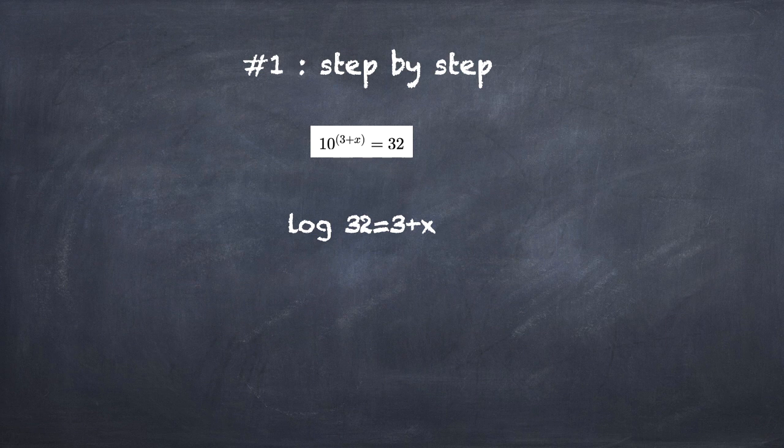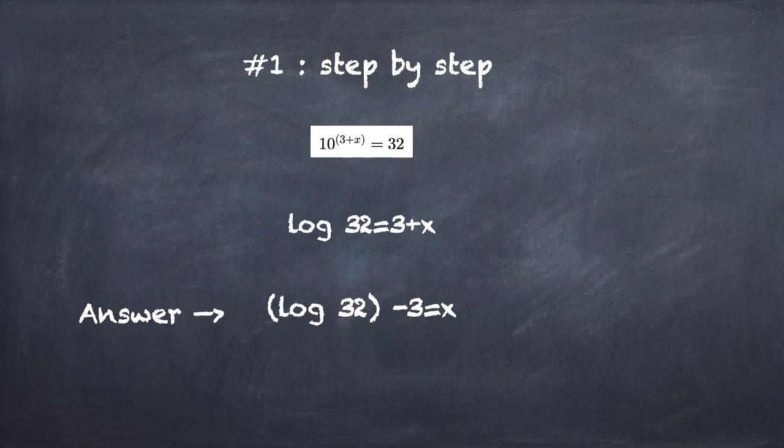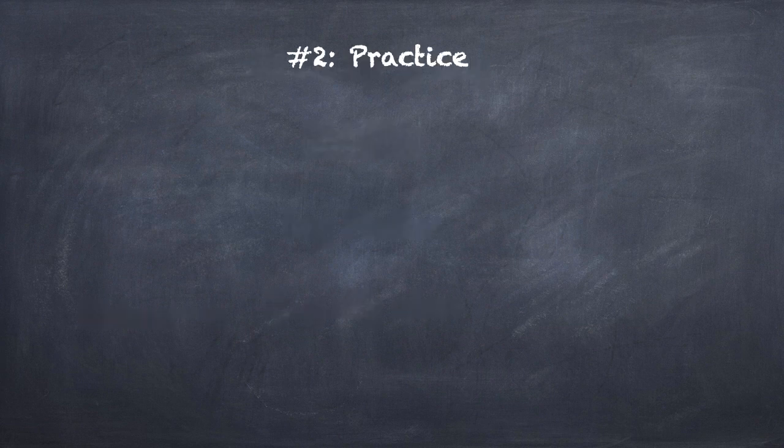You would put that right here, and the exponent would be on the outside. So that's how you get log 32 equals 3 plus x. From there, you solve for x by subtracting 3. But remember, when you subtract 3, you have to put parentheses around the log 32, because you're not going to subtract inside of it. So parentheses log 32, close parentheses, minus 3 equals x. And that's your answer.